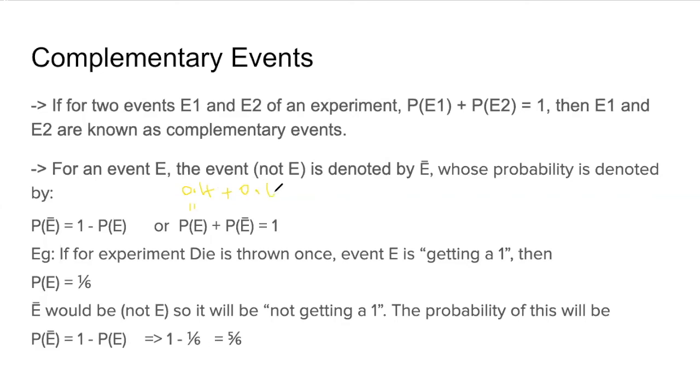Okay, so this is a very easy rule, because we know that if probability is 1 it means it is a sure event. So if the probability of an event is something, then the probability of that event not happening will be 1 minus that thing. Okay, so we use this in several problems. Let us see some problems.